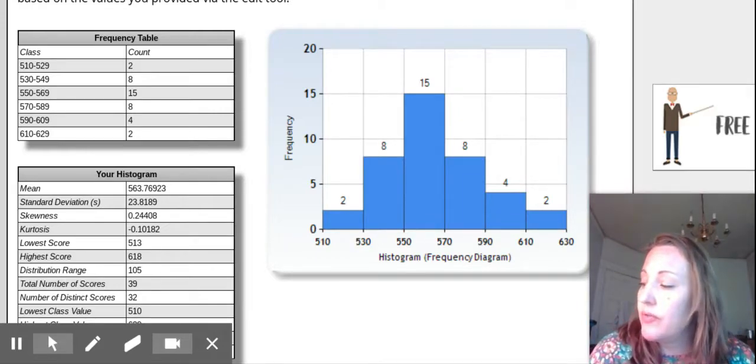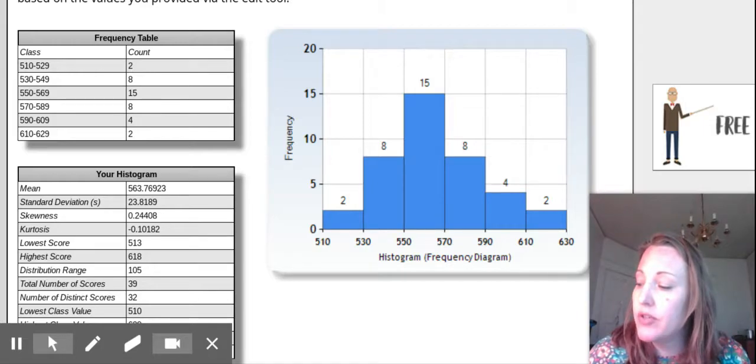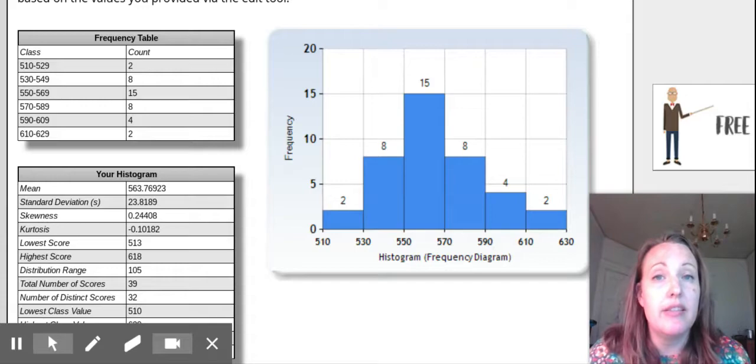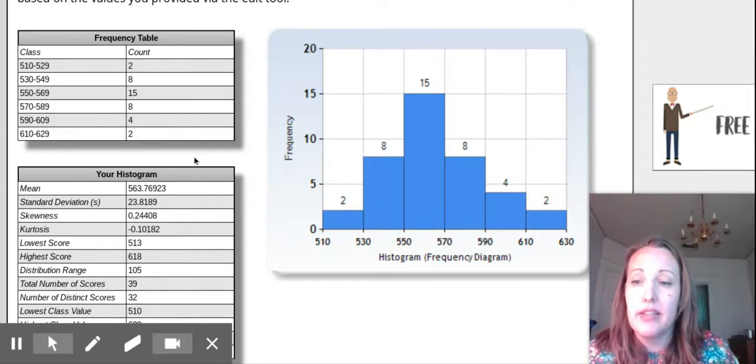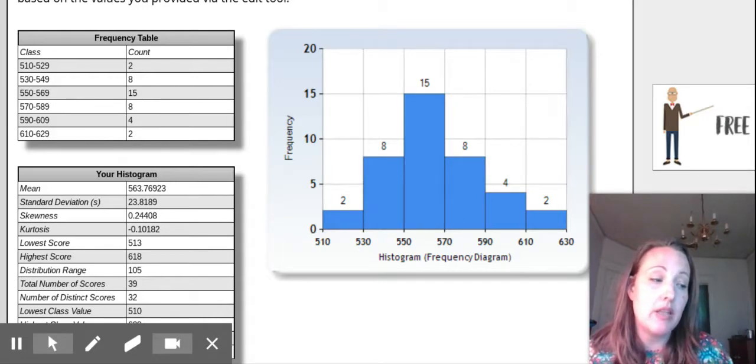Okay, so the first question says, describe the center of the head circumference and explain how you determined your answer. In this case, center could mean a few things. First is mean or average, and that is given very nicely here. Approximately 564 millimeters is the center, meaning the mean.